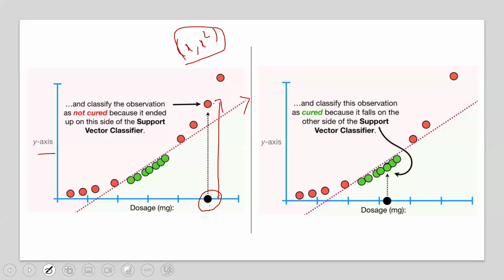You transform this point. This point is on the other side of this hyperplane, so it is not cured. Okay, and if you get a point here, square this, it is falling on the other side of this hyperplane, so you say that patient has been cured. That is how you classify the data on the test data set. So this is how kernel SVMs will do it.